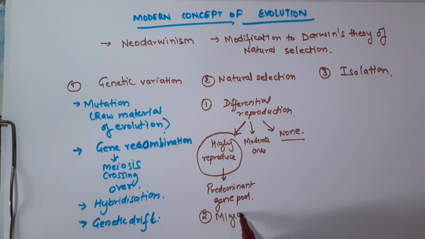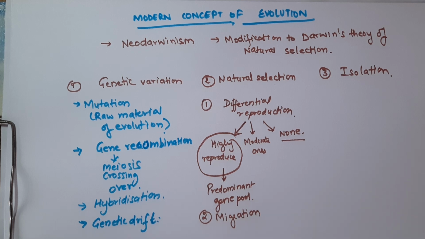The first mode is differential reproduction, and the other one is the migration. Migration is the dislocation from one place to another. In migration, individuals move from one place to another place, and there they will give rise to new species. These two are responsible for natural selection, and then we will talk about the isolation.